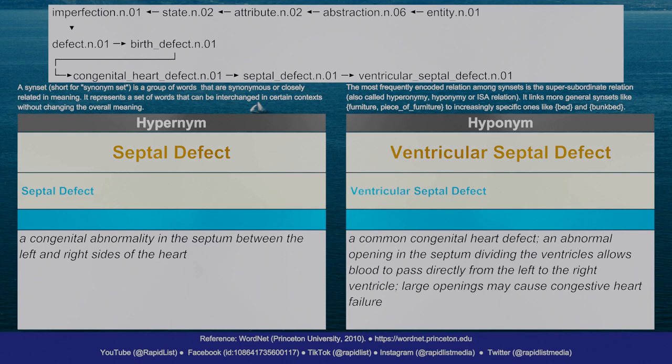Ventricular septal defect. A common congenital heart defect, an abnormal opening in the septum dividing the ventricles, allows blood to pass directly from the left to the right ventricle. Large openings may cause congestive heart failure.